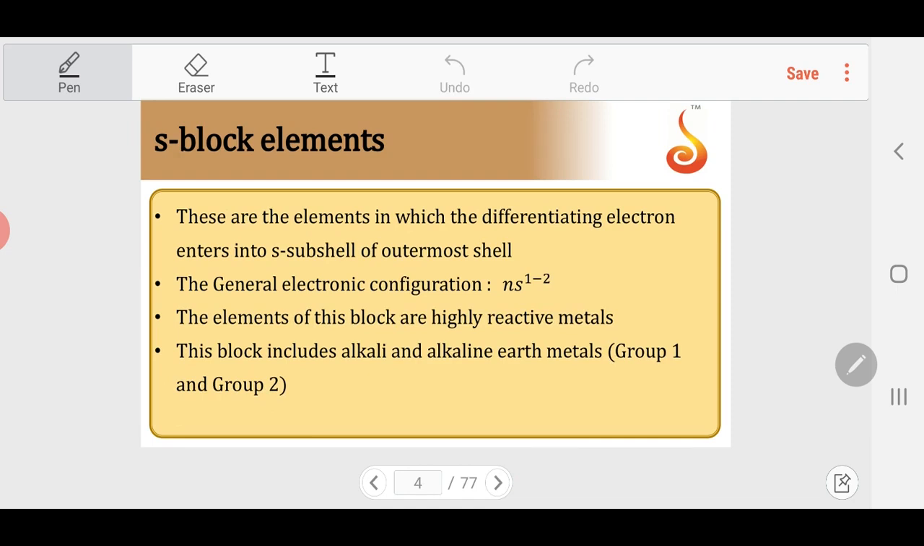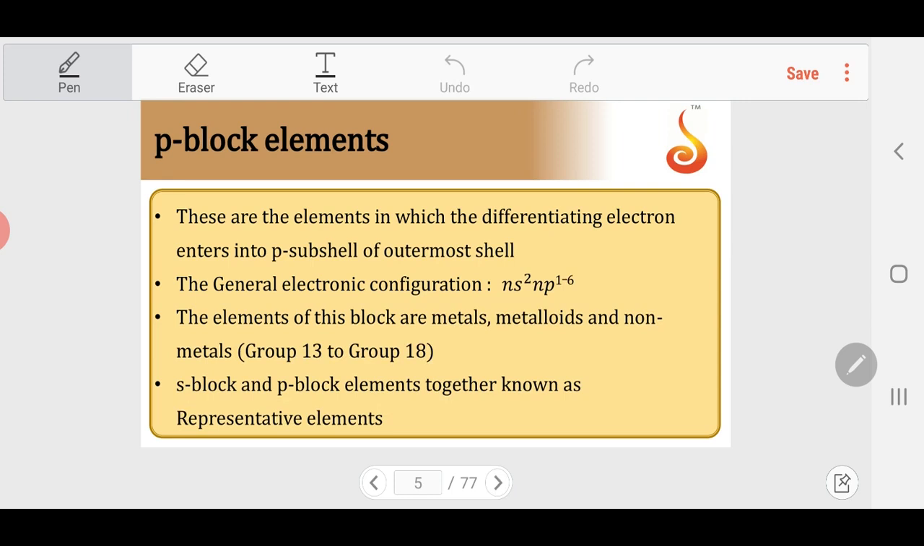What are exactly S block elements? These are the elements in which the differentiating electron enters into the S subshell of the outermost shell. The general electronic configuration always ends with ns1 or ns2. So this will be mainly group 1 and group 2, that is alkali metals and alkaline earth metals. These are highly reactive metals. So two groups constitute S block elements.